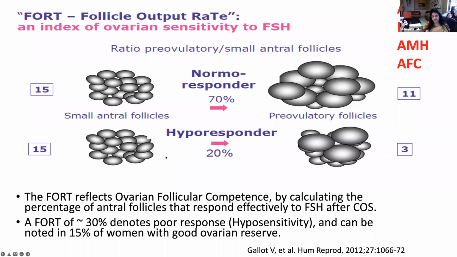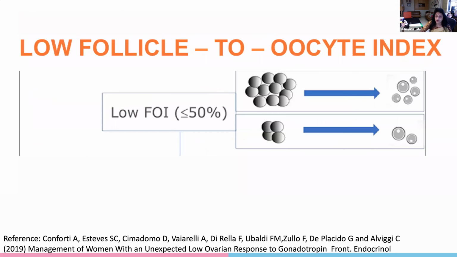The new concept that has come is follicle output rate. You see these antral follicles in the beginning and you expect, okay, I've seen 20, I'll get 18 pre-ovulatory follicles. Instead, you just end up getting 1, 2, 3. That means 20% or less is hyporesponder, 70% is a normoresponder. And this can be noted in 15% of females where you were expecting a good response.